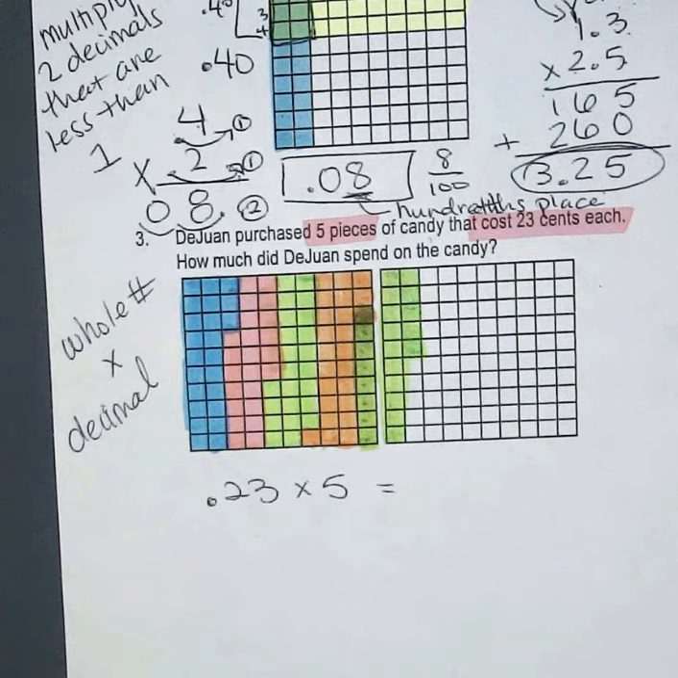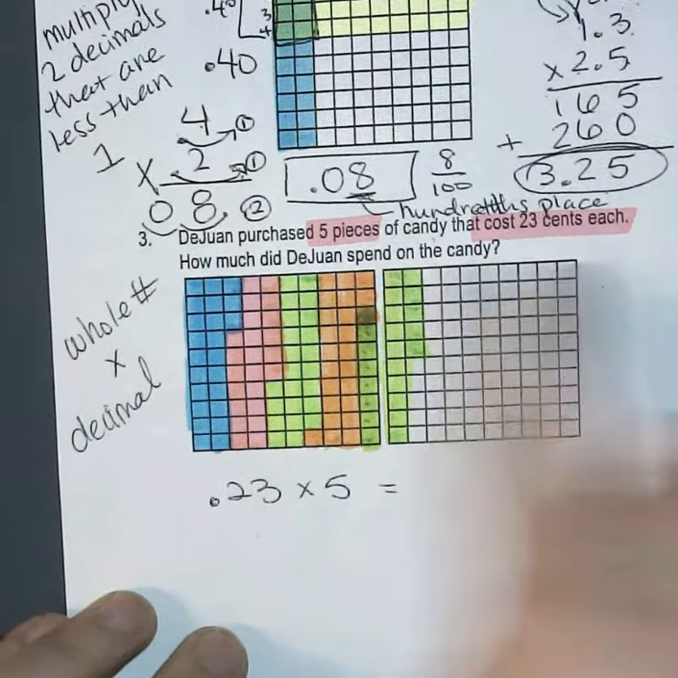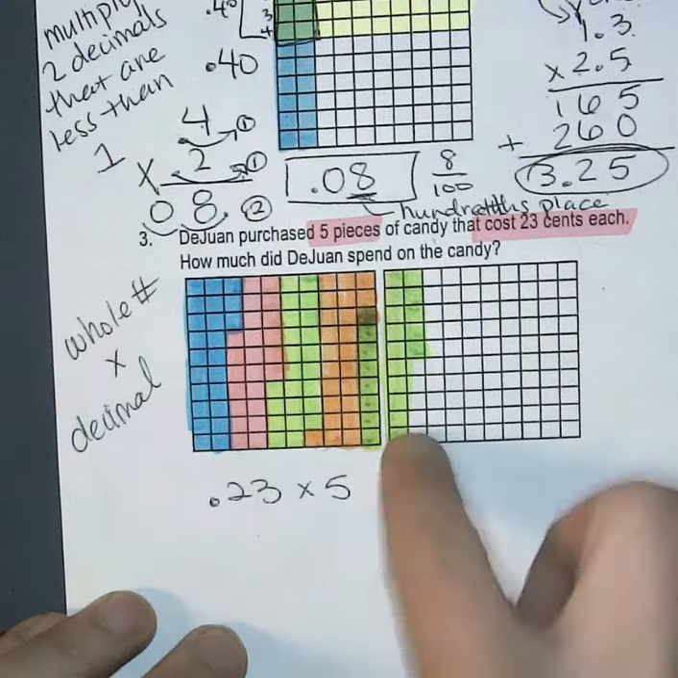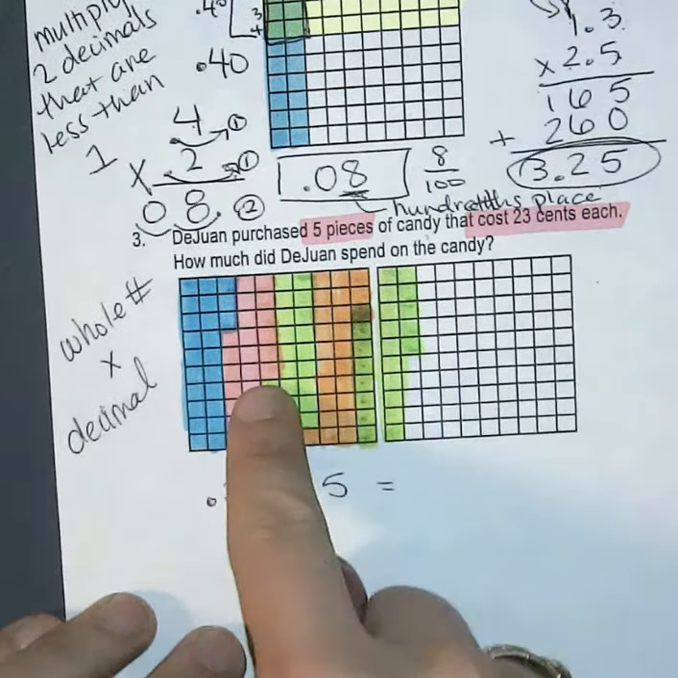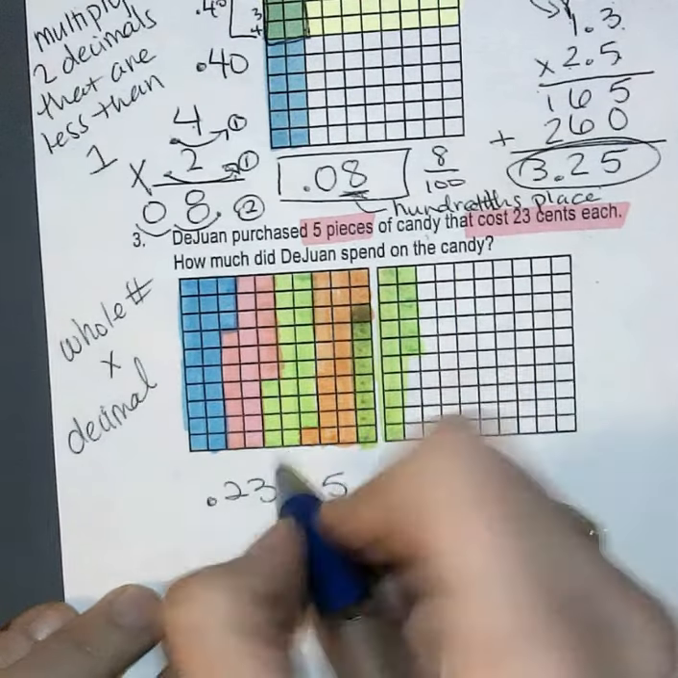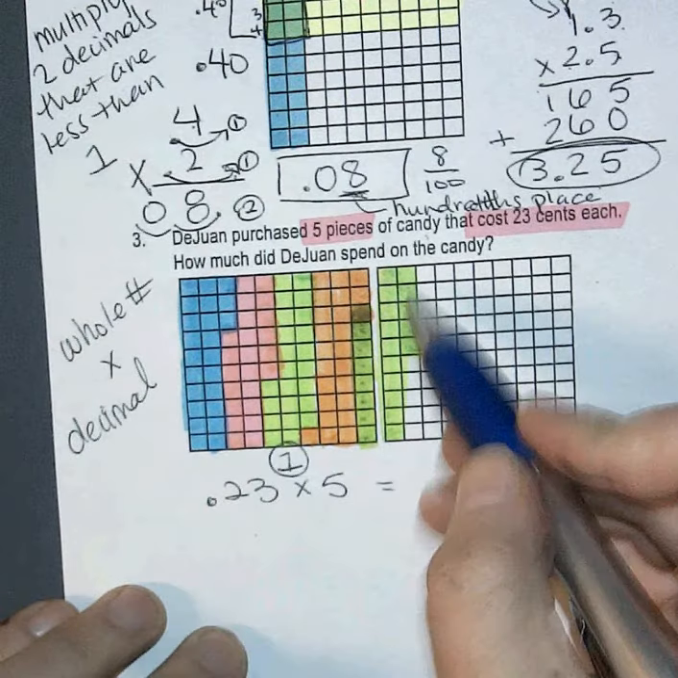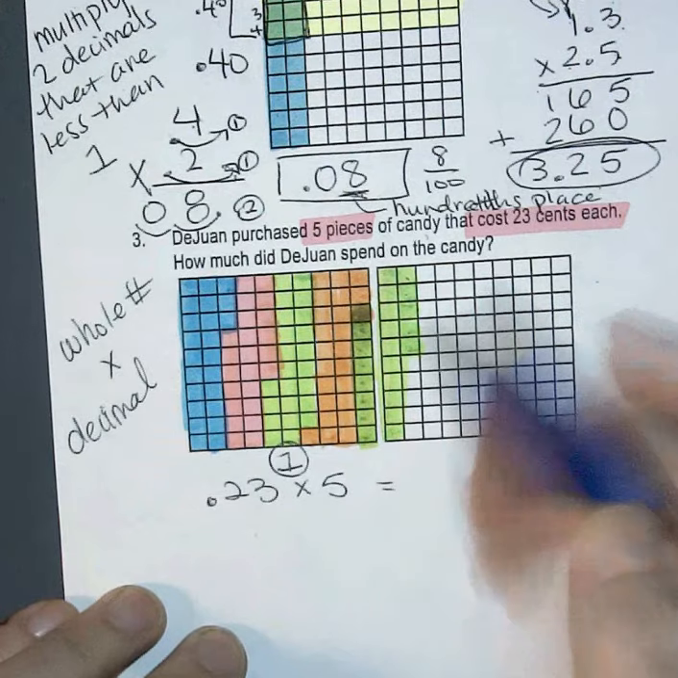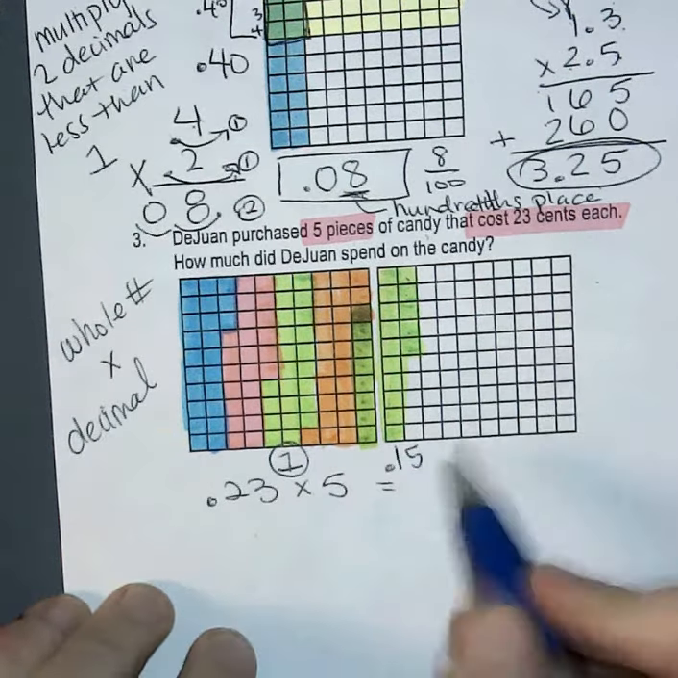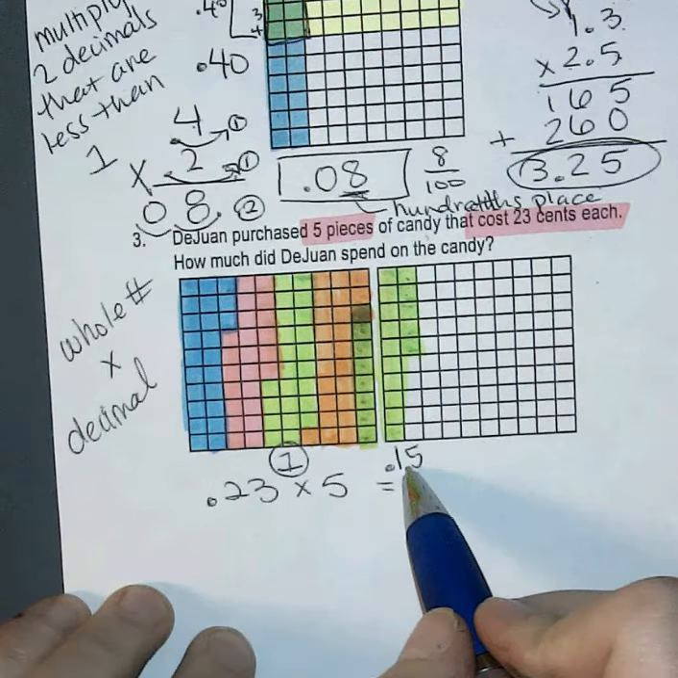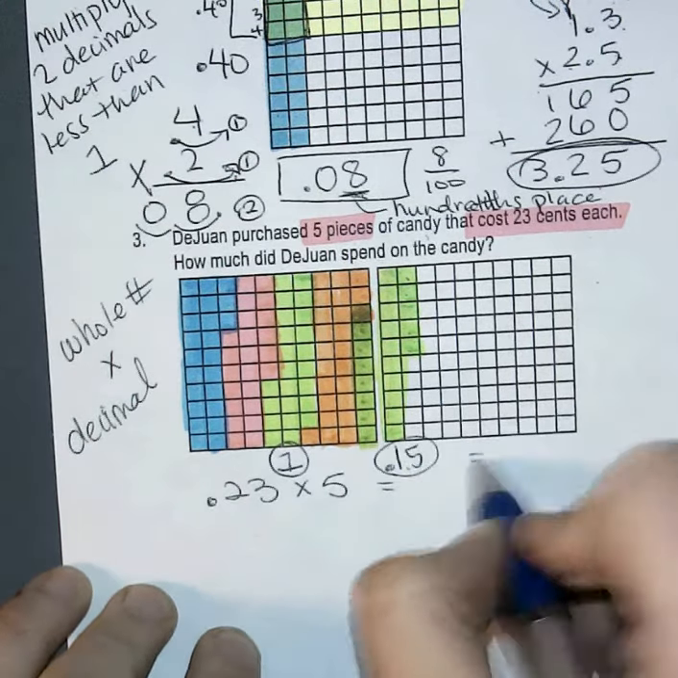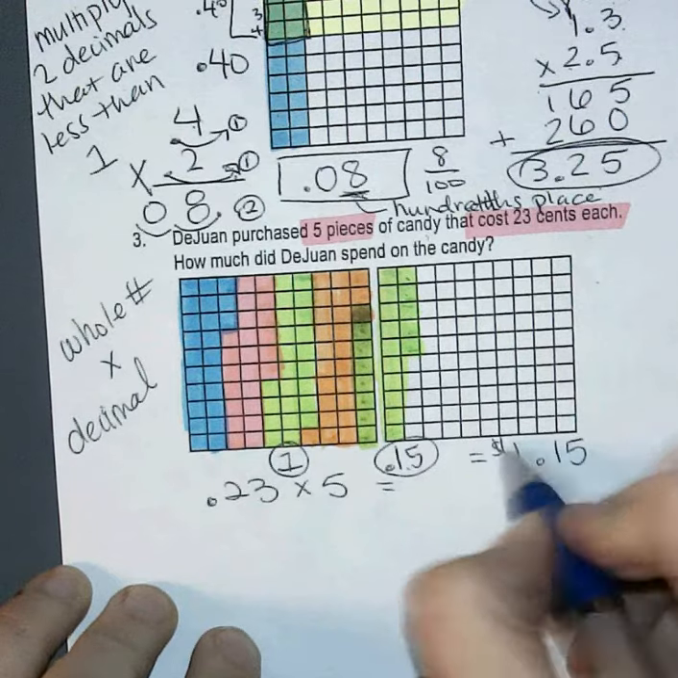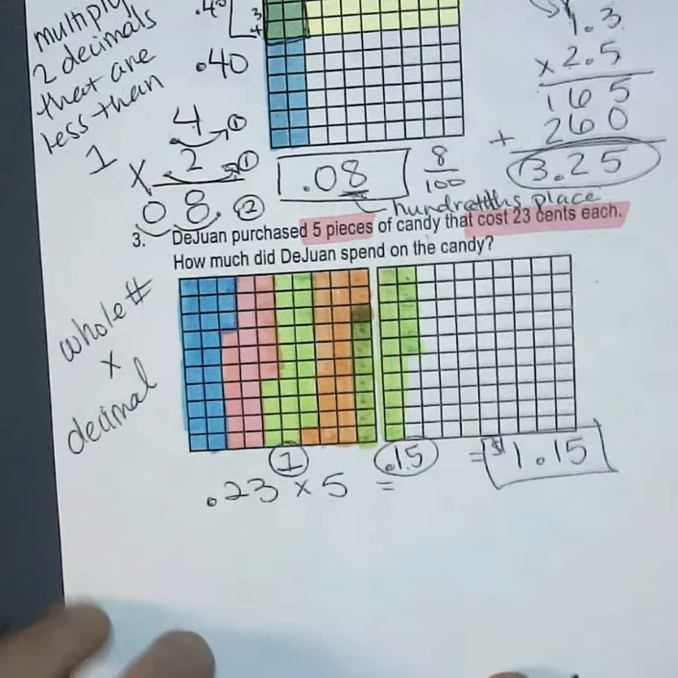So I've colored in 23 cents 5 times to show each piece of candy's worth. Now, if you wanted to find out how much he spent, you could add all these up. Well, this right here is $1, right? And how much is here? We've got 10, 1, 2, 3, 4, 5, 15 out of 100. So 15 cents. So that is equal to $1.15 is how much he spent. That's how I can figure it out.